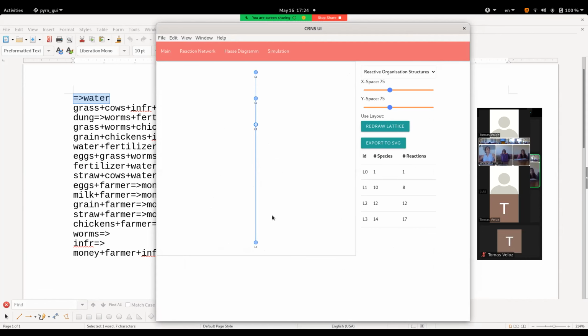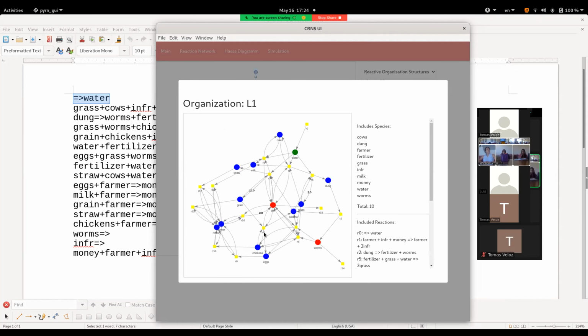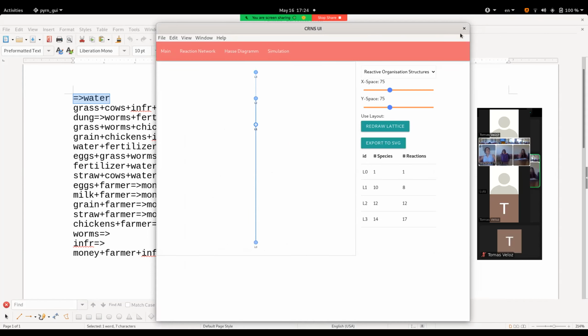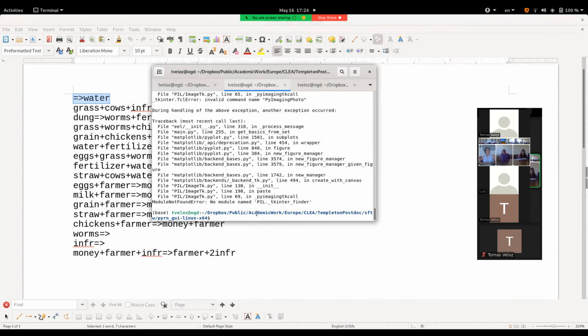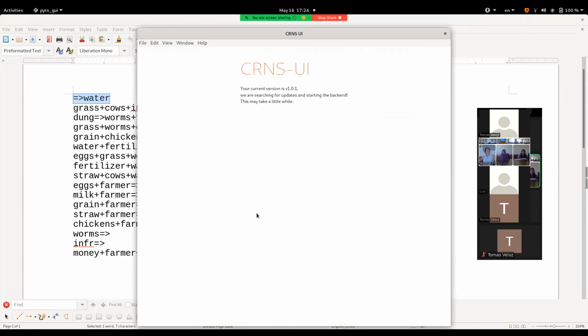This is the problem, that this tool is under construction. So when I click here, it doesn't show me only the structure that I'm looking at. It's showing me the full network. This is a problem of the tool. But I know how to fix this. I just have to rerun the code, and then it's going to show the right thing. This is a part of the in-construction tool.